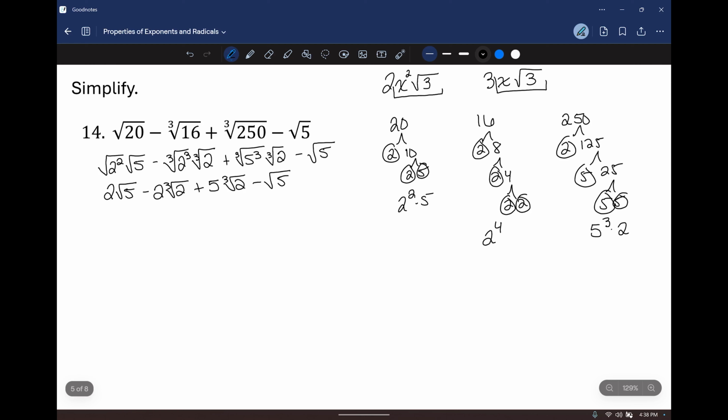And now I'm ready to combine like terms or like radicals. So I have a 2 square root of 5 and a negative 1 square root of 5. That would be 1 square root of 5. And then negative 2 cube roots of 2 and 5 cube roots of 2, which gives me 3 cube roots of 2.